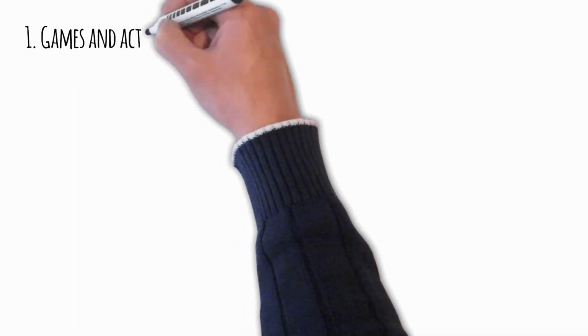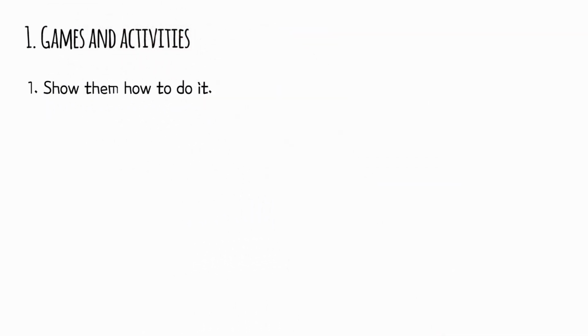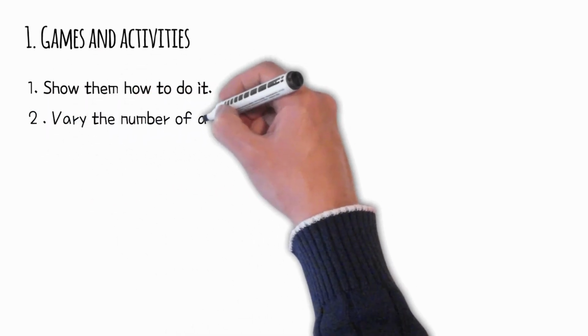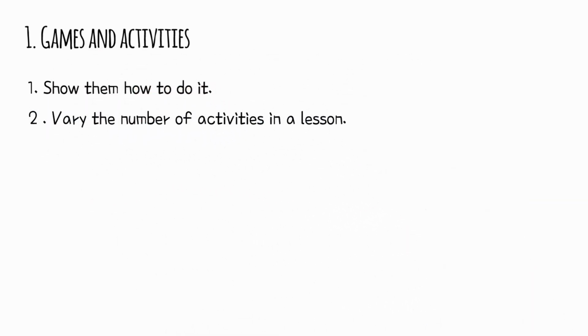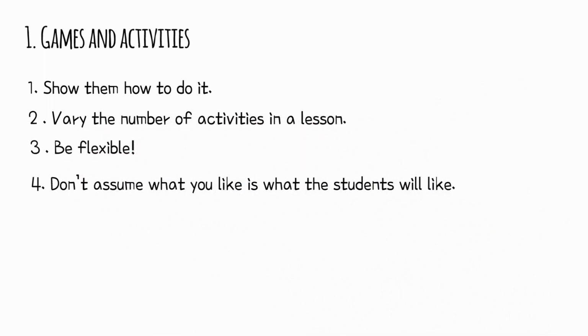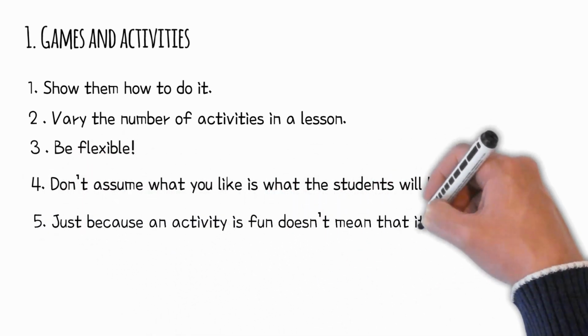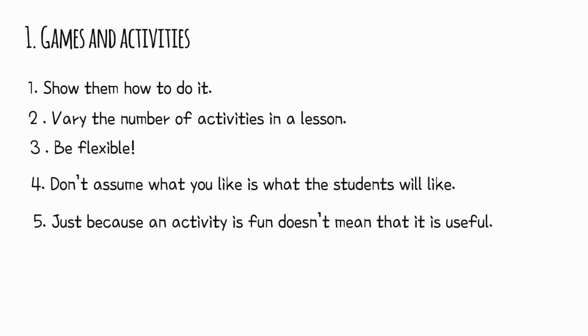When planning games and activities, take the following tips into consideration. Always explain an activity using an example rather than words. Demonstrate how to do it. Number 2, vary the number of activities in a lesson. You could be looking at 10 to 12 activities in a 1-hour lesson. Be flexible. You may prepare 12 activities but only use 6. It will depend on the students that day. Do not assume what you like is what the students will like. Be sensitive to their likes and keep a close eye on how the activity is running.